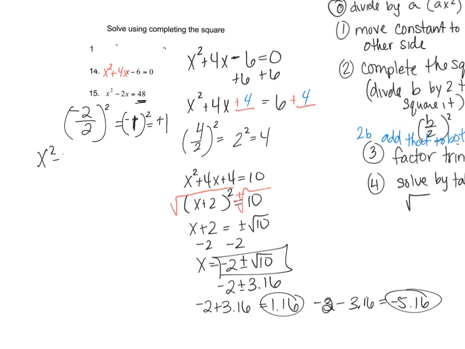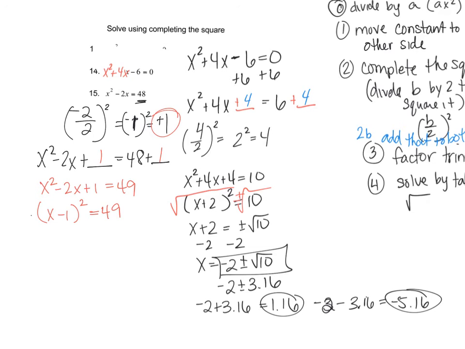So I have x squared minus 2x plus something equals 48 plus something. That something I'm going to add is the 1 that I got here. And then when I factor x squared minus 2x plus 1 equals 49, that's x minus 1 squared, because negative 1 times negative 1 is positive 1, but negative 1 plus negative 1 is negative 2. So what two numbers multiply to 1 and add to negative 2? It's negative 1 and negative 1.